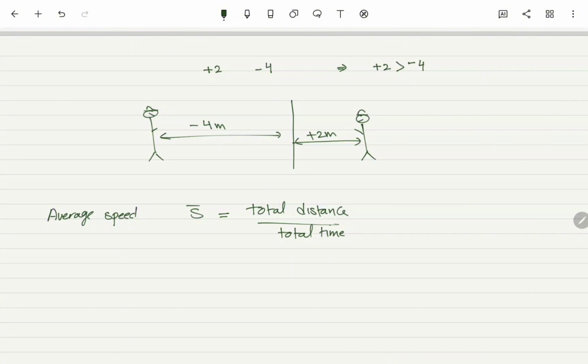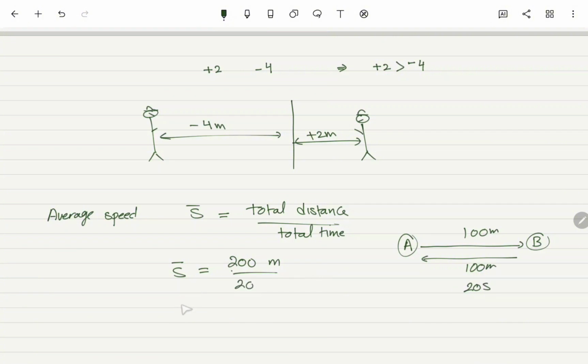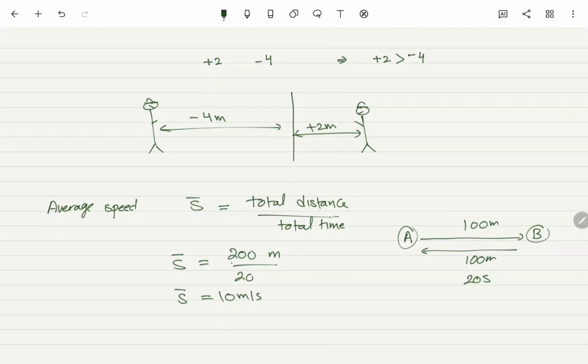Now, if we have a runner who runs from position A to position B, 100 meters, and goes back to the same position another 100 meters, the average speed for this person is 200 meters over, assuming that the time for this whole trip is 20 seconds, over 20. So the average speed is 10 meters per second.